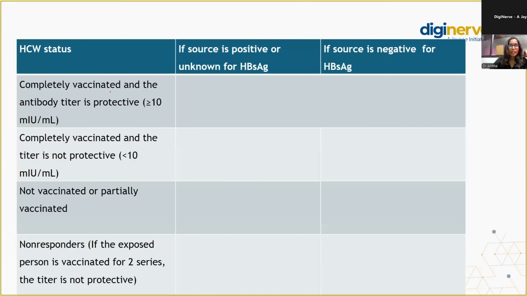So going to this table, how to give the correct answer. If you're completely vaccinated and your titers are protective, even if you get a prick from a positive patient or a negative patient, you needn't do anything. No intervention is necessary. Once protective, you are considered lifelong protective. No need to do anything. No need to worry at all.